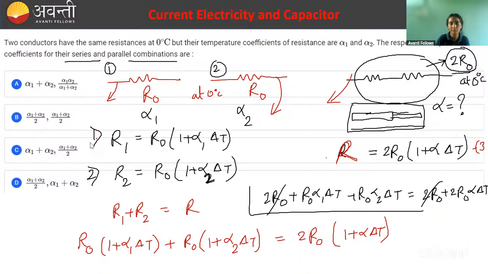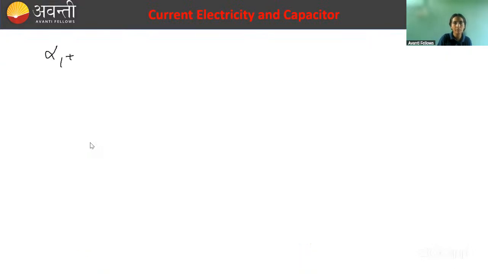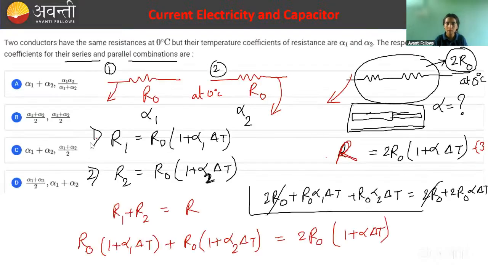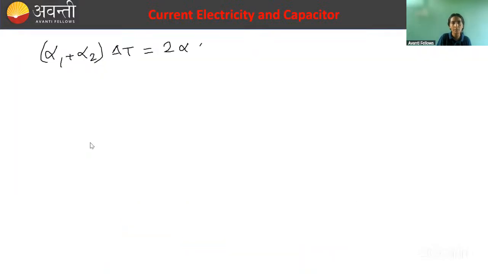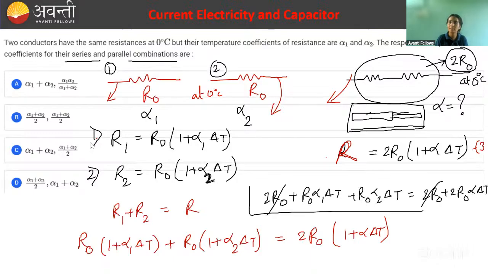And if you solve it further, what do we see? We see that alpha 1 plus alpha 2 into delta T is equal to how much? Alpha 1 plus alpha 2 into delta T is equal to 2 alpha delta T, right? We cancelled R naught from both sides, so this is 2 alpha delta T. Delta T will also get cancelled, and from here we are getting the value of alpha. Alpha is how much? Alpha 1 plus alpha 2 by 2. So I got the answer for the first case. What will the answer be for series? Alpha 1 plus alpha 2 by 2.